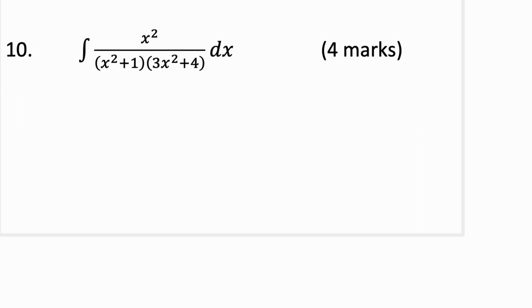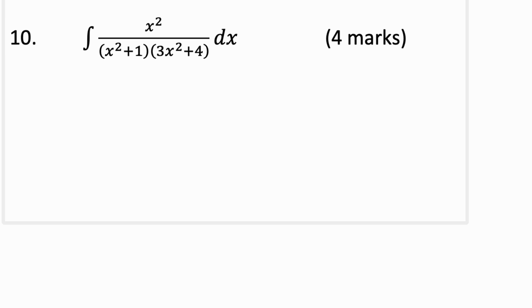If I remember correctly, this one was asked in 2022. This is a 4 marks question, and here also you can see this is a partial fraction question. We will again use put. We will not substitute x square, we will just denote x square by t. So we will say put x square is equal to t.